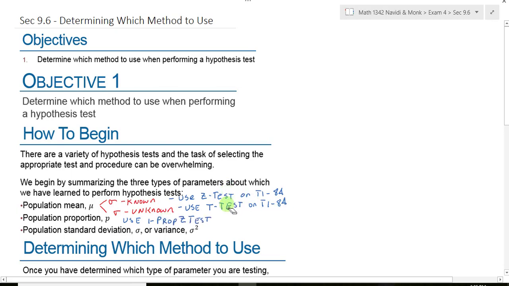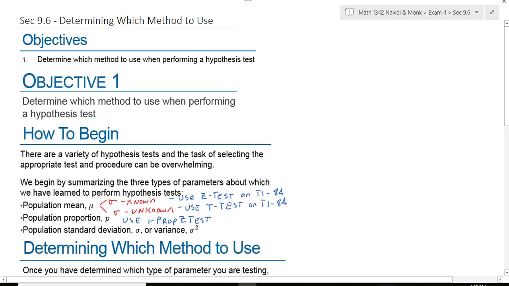Notice on tests of hypotheses, everything ends in test. If you look back at your notes from 8.4 or 8.5 when we did this for confidence intervals, you'll see everything looks exactly the same, except instead of test, I have interval or int because that was for confidence intervals.